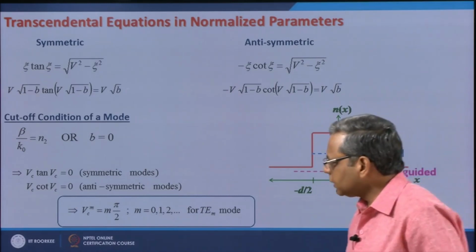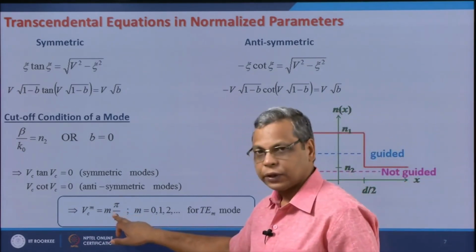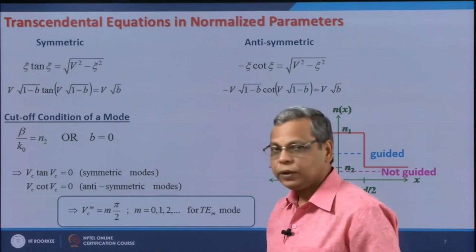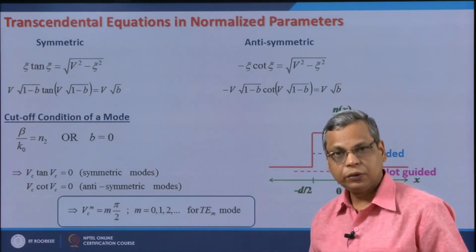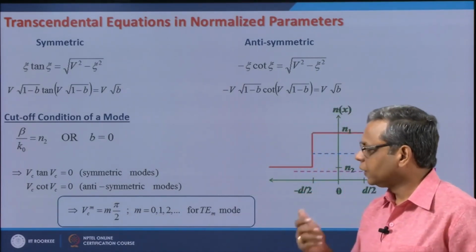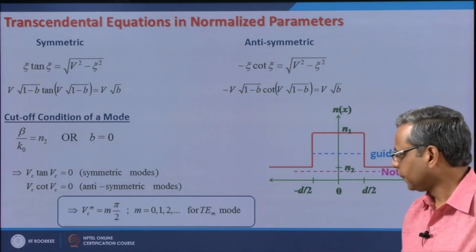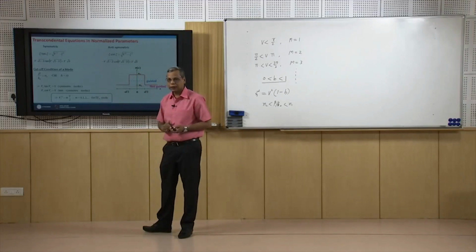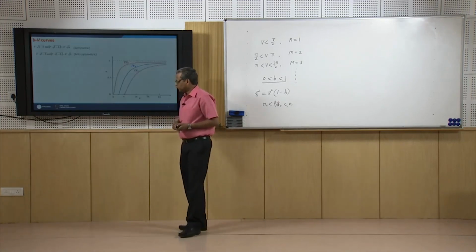So, TE0 mode will have no cutoff, m is equal to 0, TE1 mode will have a cutoff of pi by 2, TE2 mode will have cutoff pi and so on. So, this is how I get the cutoffs of the modes.